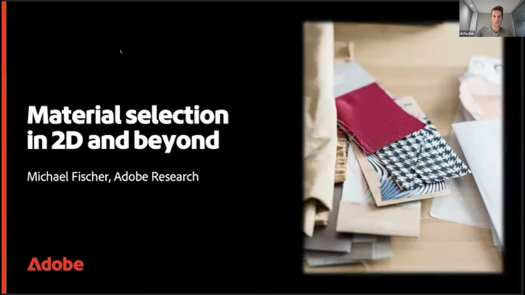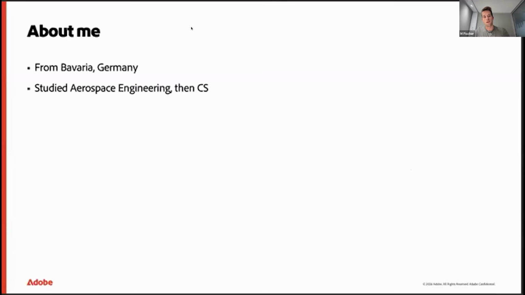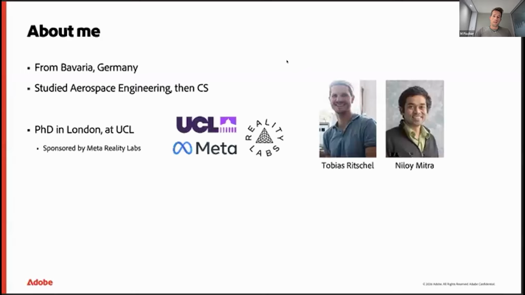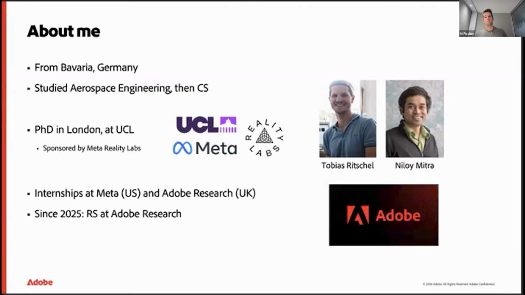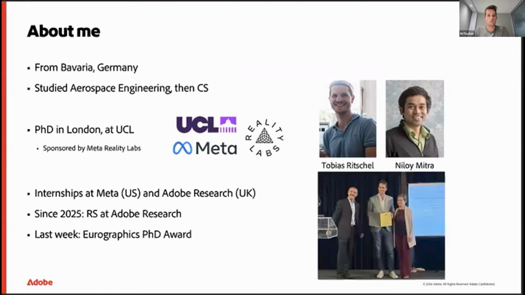So if you don't know me, a little bit about myself, I'm originally from Bavaria, Germany. I studied aerospace engineering in my undergrad and then computer science. Did my PhD at UCL in London, sponsored by Meta Reality Labs, and with Tobias and Niloy, my amazing supervisors. I interned a bunch at Meta and Adobe, and I joined Adobe as a research scientist last year. And last week, my thesis was awarded the Eurographics PhD award, which I'm really happy about.